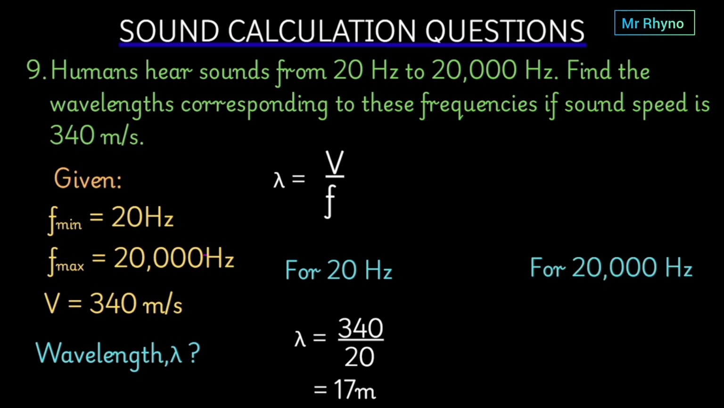So we begin with 20 Hz, and we shall have 340 divided by 20, and that gives us 17 meters as the wavelength. Then for 20,000 Hz, it shall be 340 divided by 20,000, and that gives us the wavelength as 0.017 meters. And these are the two wavelengths for the frequencies.